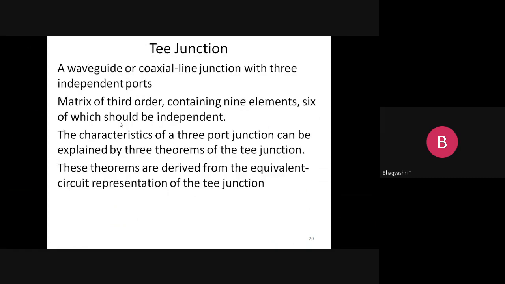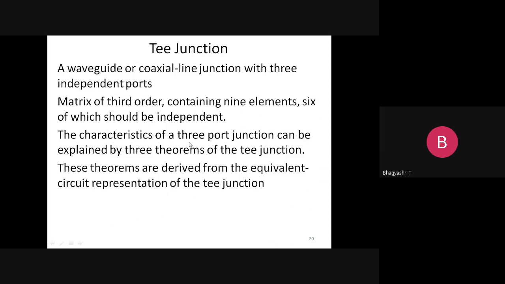So now we are going to start the study of junctions or Tees according to scattering parameters. A Tee junction is a waveguide or coaxial line junction with three independent ports. This is very important. Now, we want to write a matrix, because if you remember when we were studying the parameters, the matrix for input and output is very important. So for three ports, what is the order of the matrix? It is third order, because three ports contain nine elements, and six of them should be independent, because we want to write an equation.